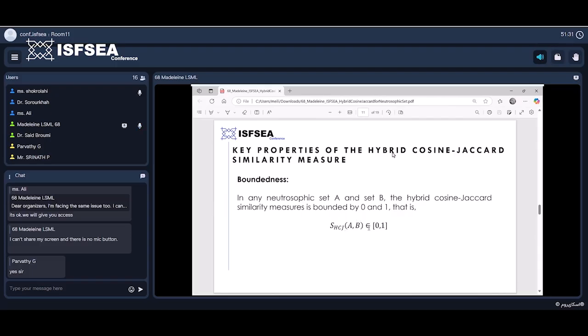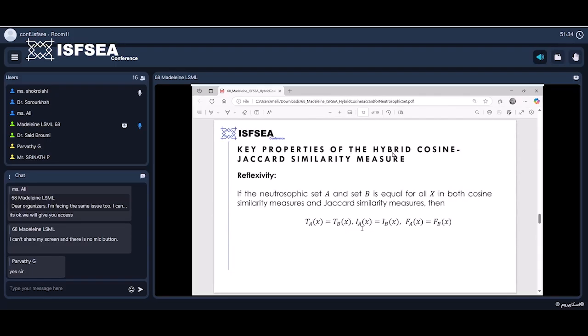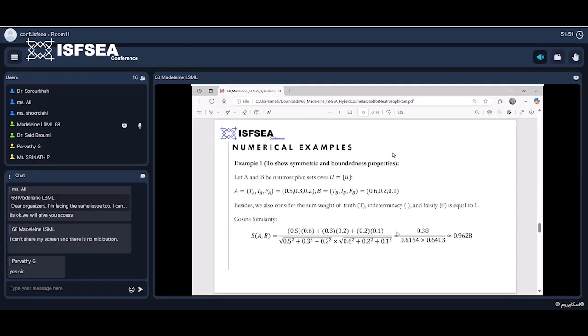The last property we are discussing, reflexivity: if the Neutrosophic set A and set B are equal, so all the components for the T, I, and F are equal for set A and set B.